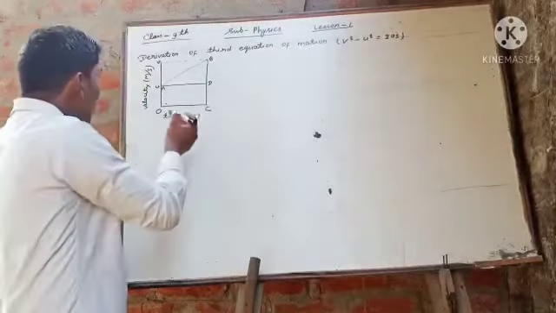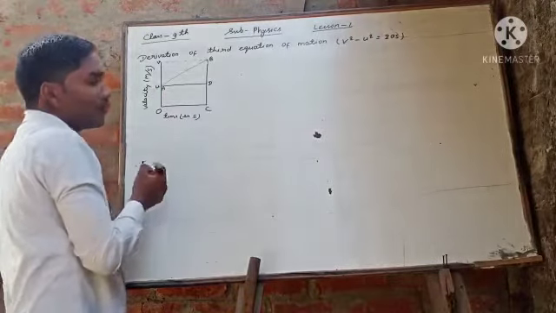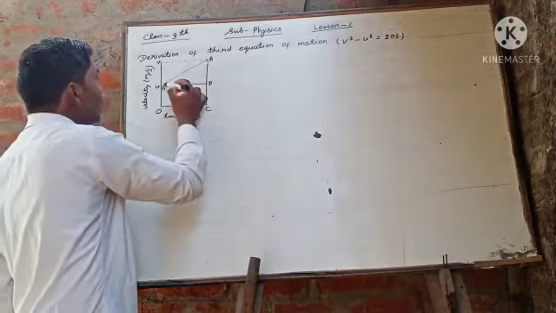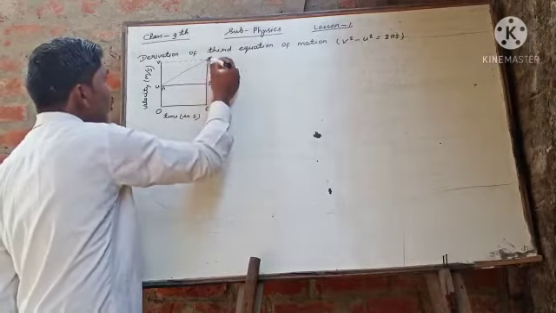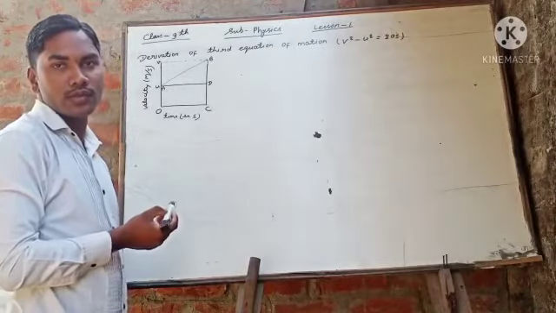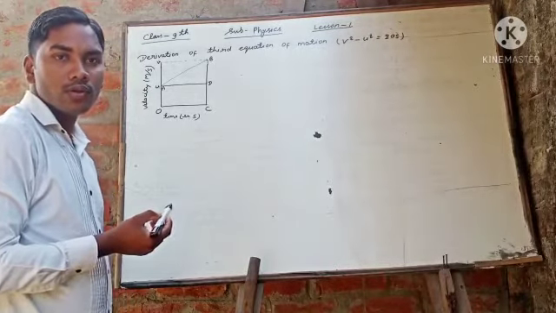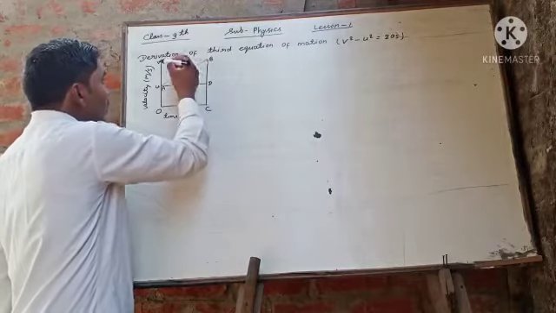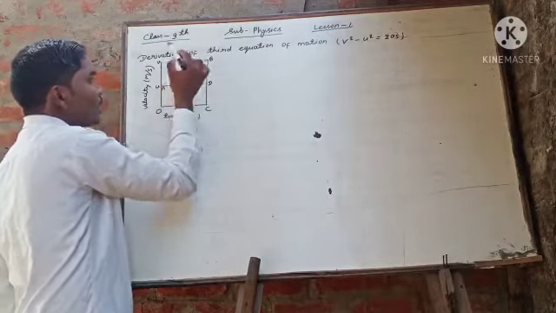For this, a velocity-time graph is given for a body which is under uniform acceleration. You can see here the slope is a straight line, so this is under uniform acceleration. Here the initial velocity is u, which means the body is moving with a constant speed u. After some time, in t seconds, its final velocity becomes v.